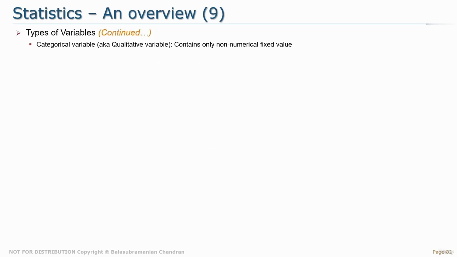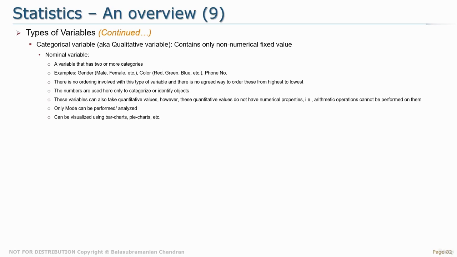Categorical variable, also known as qualitative variable, contains only non-numerical fixed values. Nominal variable. A variable that has two or more categories. Example, gender, male, female, color, red, green, blue, or phone number. There is no ordering involved with this type of variable, and there is no agreed way to order these from highest to lowest. The numbers are used here only to categorize or identify objects.